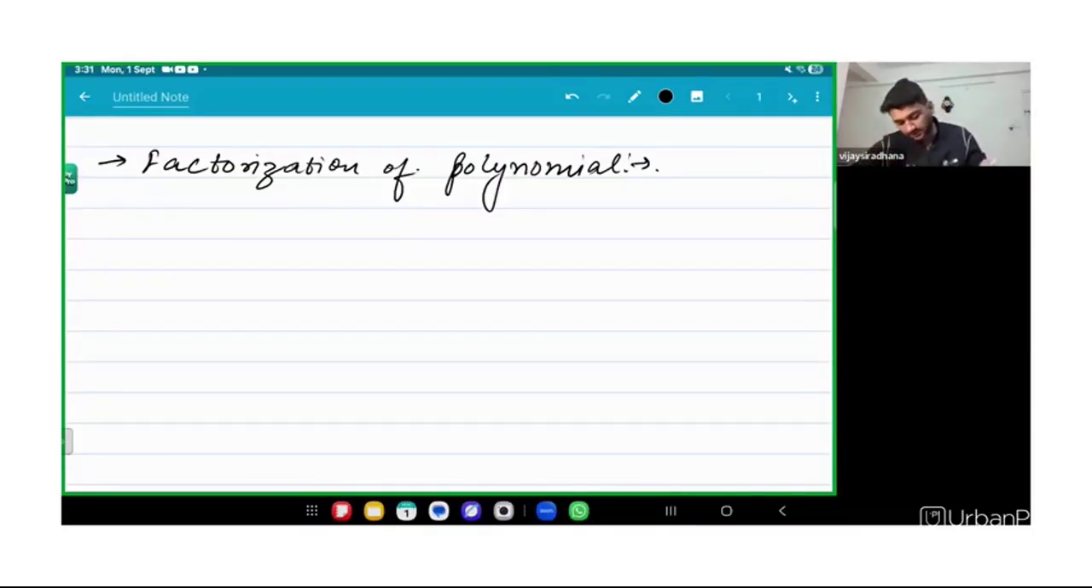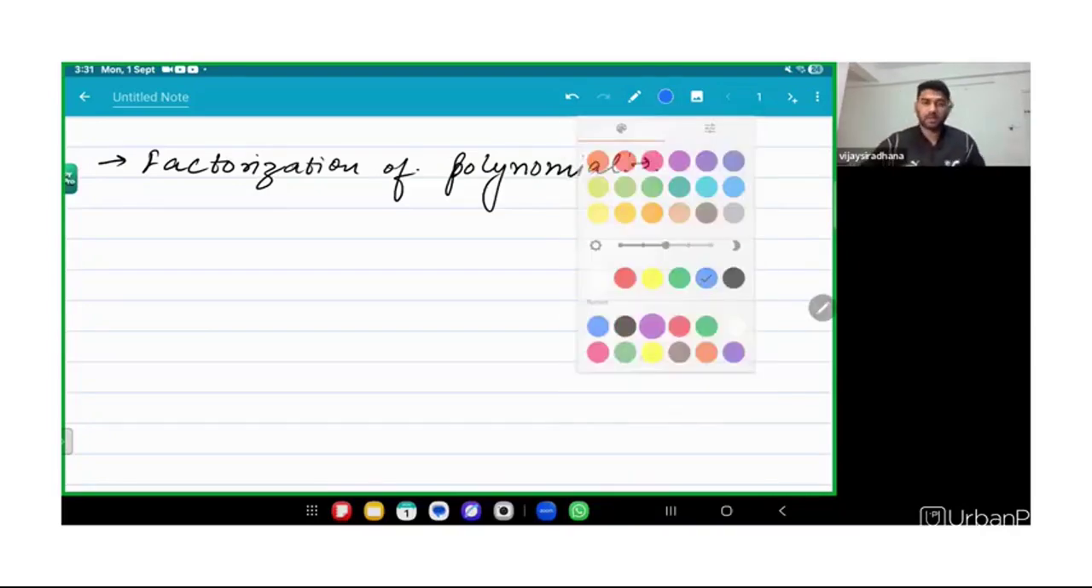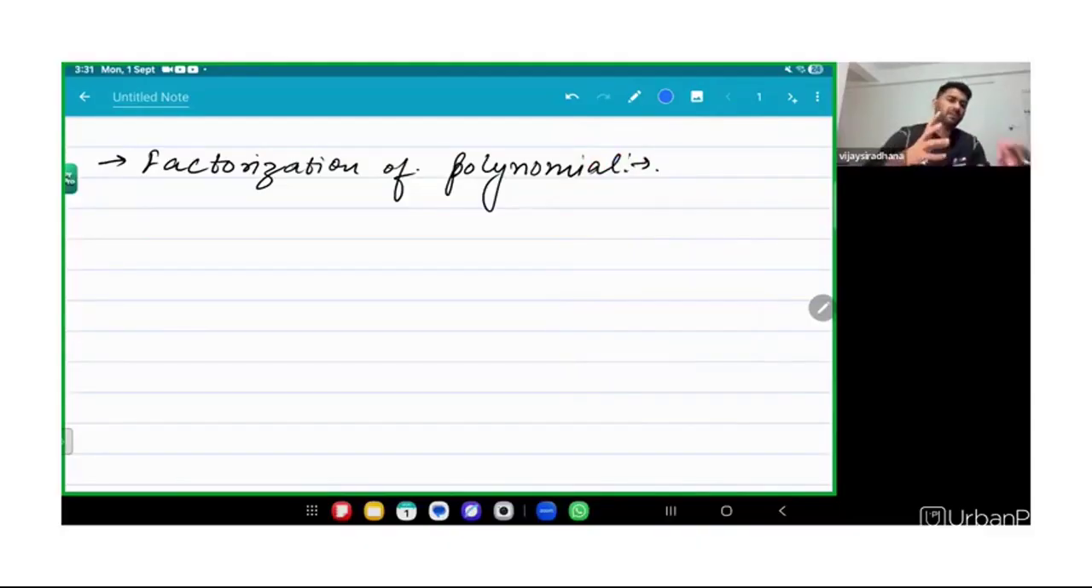Now students, first we will take a numeric value and then we will take a polynomial value. Suppose I am dividing 25 by 4. The final answer I'll be getting is 6, and the remainder is 1, so 6 and 1 by 4.